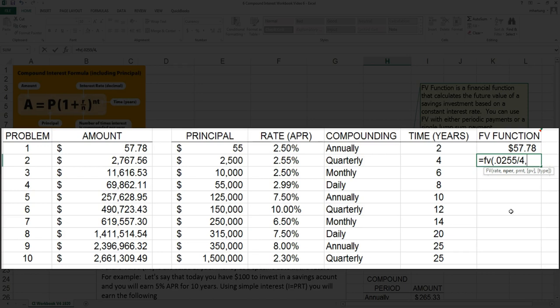Number of periods. Well, it's going to be 4 times per year for 4 years. 4 times 4. That's right, 16. Payment we will skip until our next video. Comma, and then another comma to skip payment. And then the present value is $2,500.